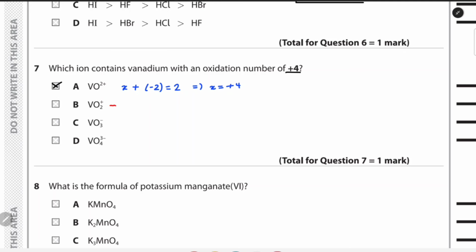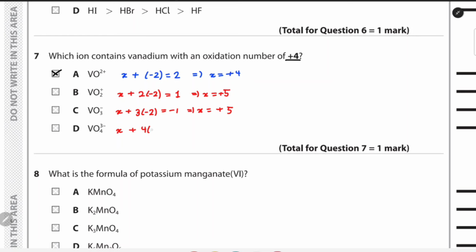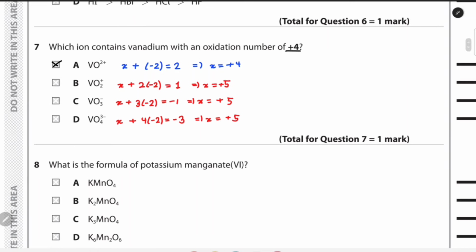If I look at the other options, this will be X plus 2 times minus 2 for 2 oxygens, equal to +1. From here I'll get a value of X which will be +5. If I have VO3, I'll have X plus 3 times minus 2 is equal to -1. I'll have the value of X to be +5. In this case, VO4 3 minus, I'll have X plus 4 times minus 2, which is equal to -3. From here, the value of X will again be +5. So option A is our only answer.